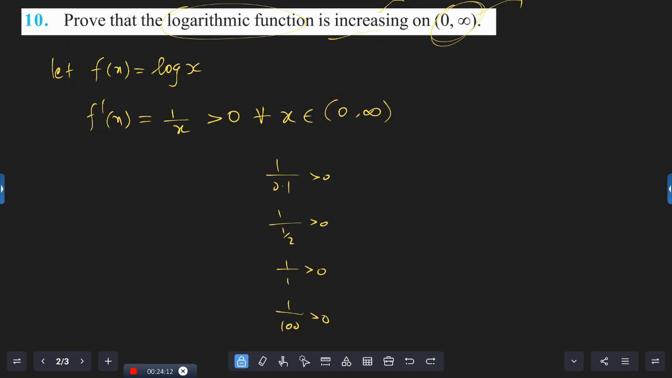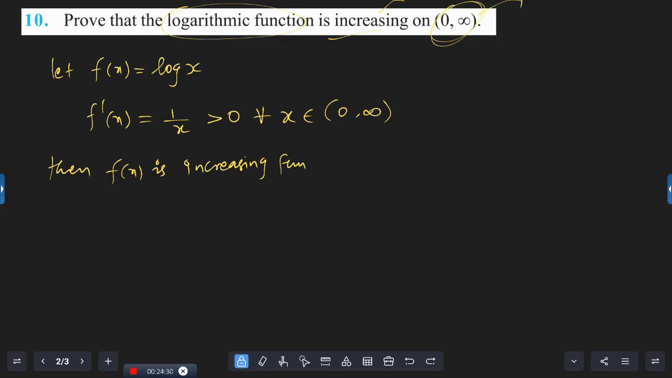You have to check whether it is greater than 0 or less than 0. It is greater than 0 for the whole given interval. Then that's it. Then what will you say? Then f of x is an increasing function on 0 to infinity. Instead of f of x, you may write logarithmic function, or f of x itself is enough, because I already mentioned it here. That's it. This is the answer to question number 10.